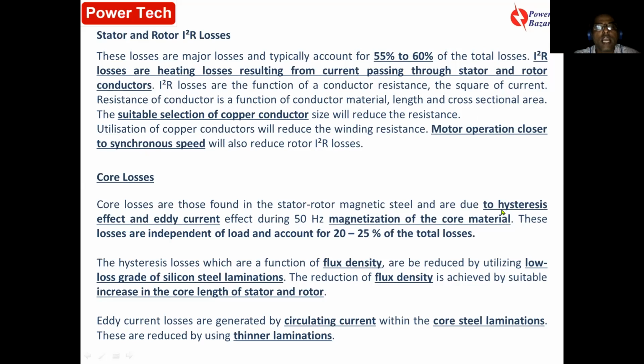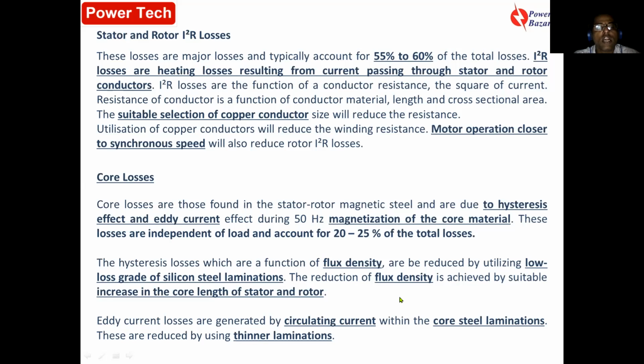Core loss is basically of two types. We have also studied in transformers and in motors: one is hysteresis loss and one is eddy current loss. Now these are due to magnetizing of the core. This core loss can be reduced by reducing the flux density, by utilizing low loss grade silicon steel laminates, and the reduction of flux density can be achieved by a suitable increase in core length of the stator and rotor. So you can increase the core length, you can use good quality steel like silicon steel, and eddy current losses can be reduced by going for thinner laminations.